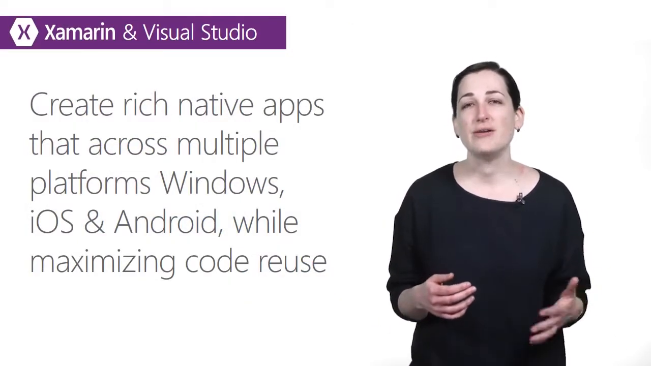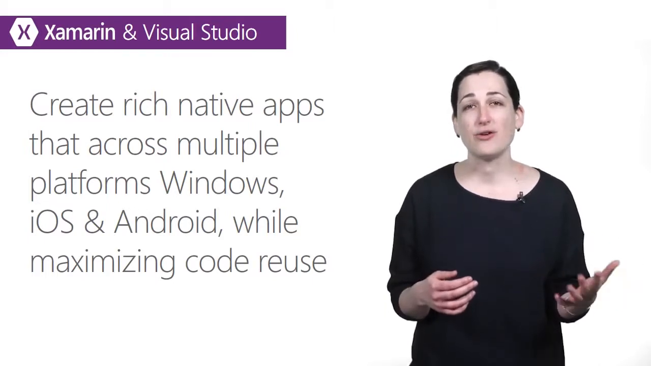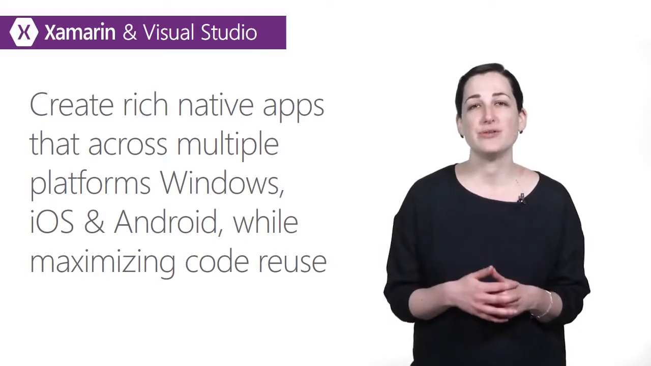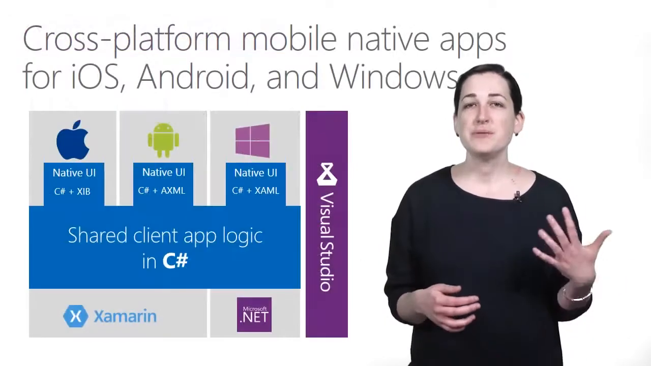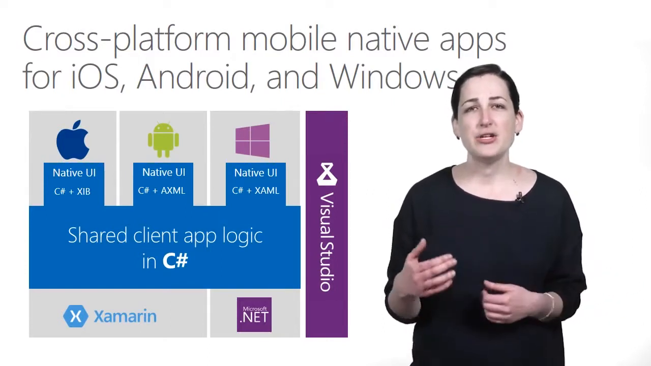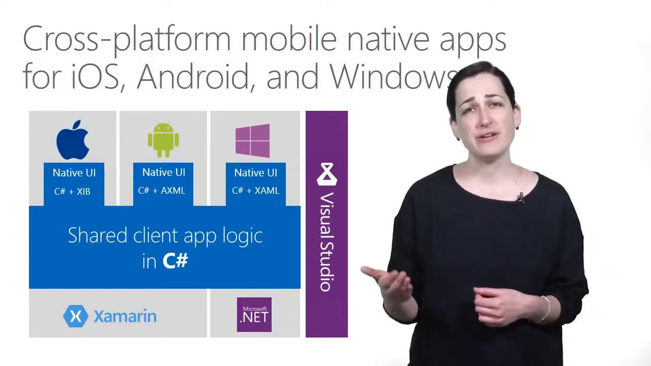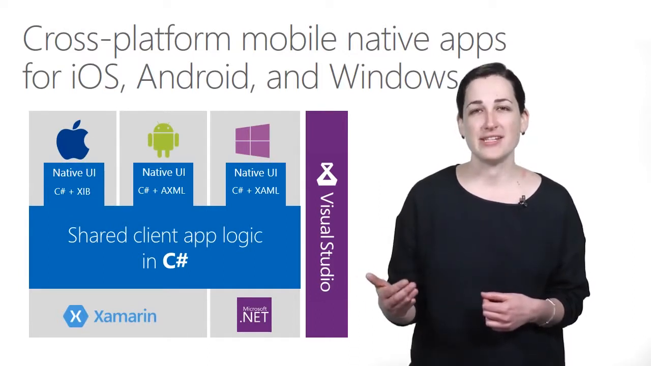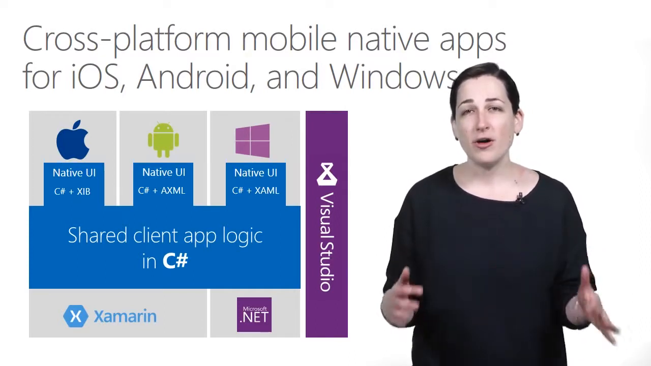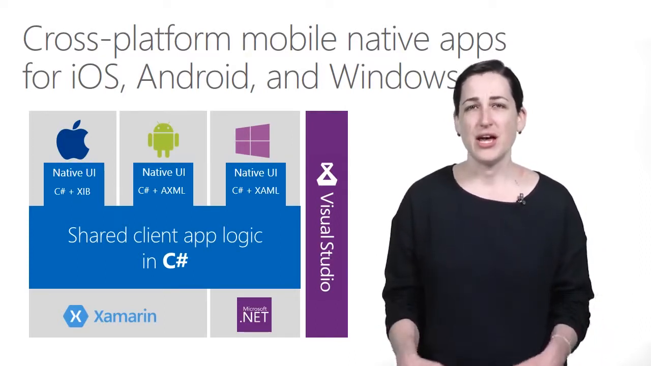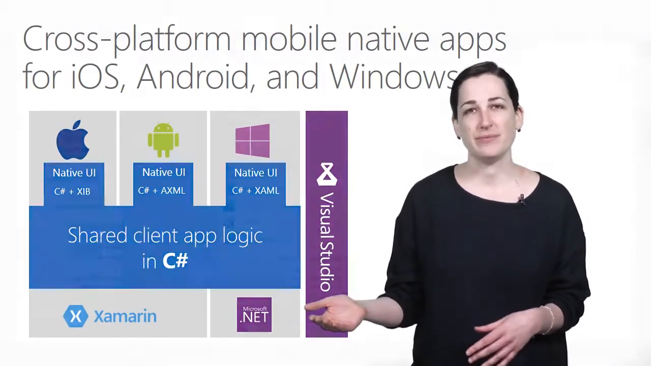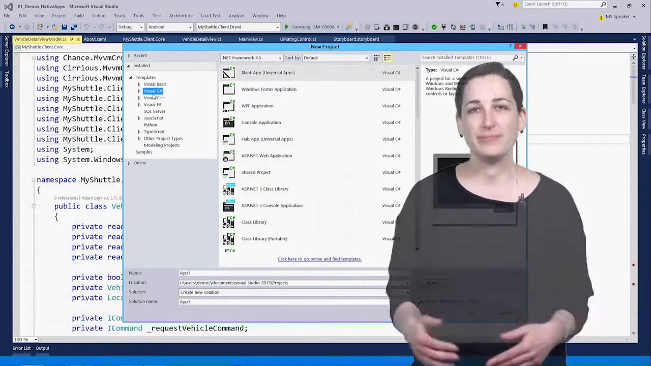Xamarin and Visual Studio allows you to create rich native apps across multiple platforms, Windows, iOS, and Android, while maximizing code reuse. With Xamarin, you can build fully native apps with immediate access to device capabilities. You can build highly customized experiences per device with fully native user interfaces, so you can deliver the best UX and performance in the devices. 100% of the native APIs are exposed, so everything you can do with Xcode or ADT, you can do with .NET and Visual Studio. Now let's take a look at the Xamarin demo.